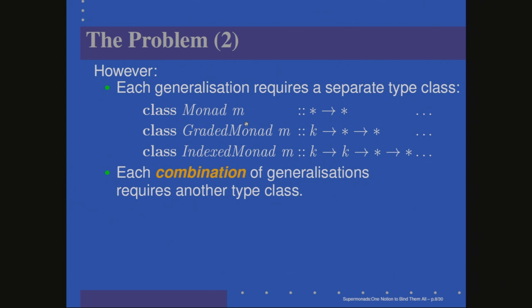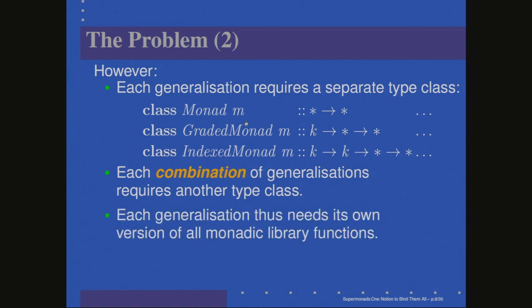And furthermore, if you want to combine these things, maybe you want something which is both a graded and an index monad, for example, you need another type class. Okay? And that means that all these libraries that we have out there for doing monadic stuff no longer work, because they, of course, use the normal monad type class. So we need to re-implement all this stuff to use the new things we want to have.